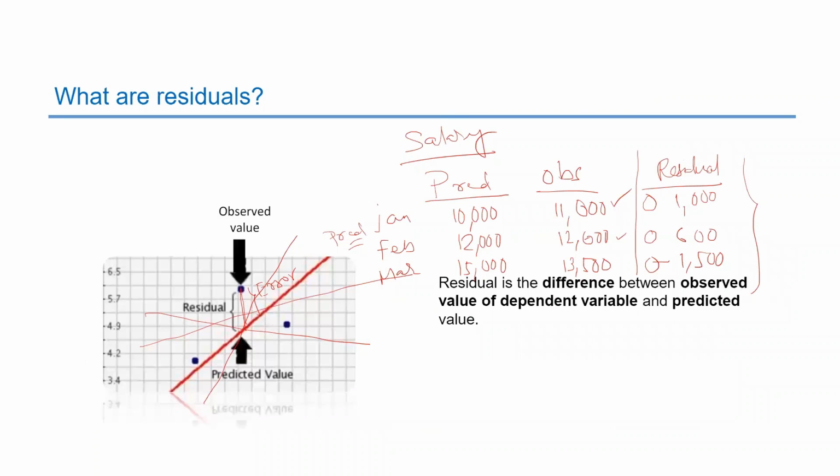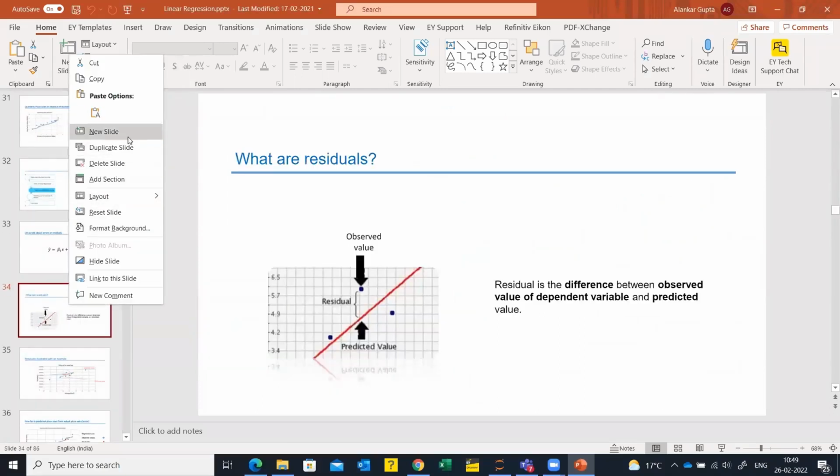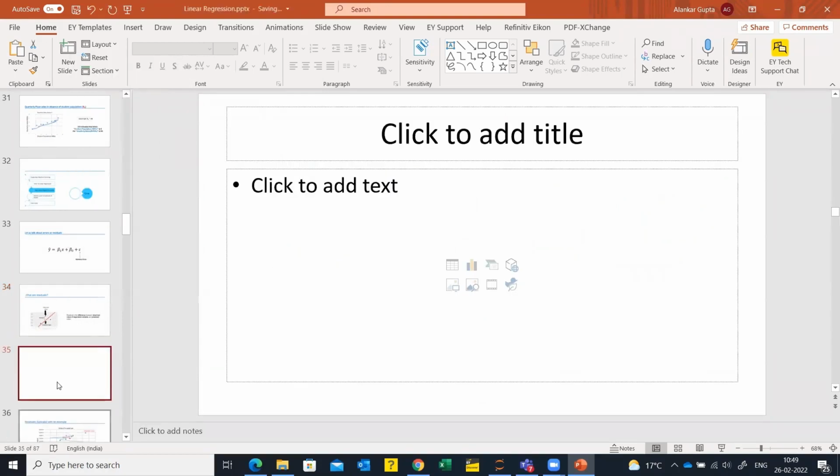Okay, let's look into this with an example. Just give me a second. Let's say I have some predicted value and some observed value. Predicted value is something which my model has predicted. Say for example, the number of students in my class.